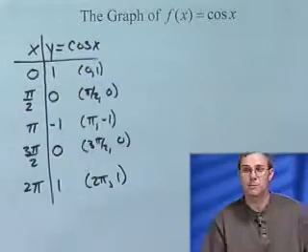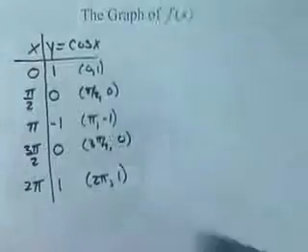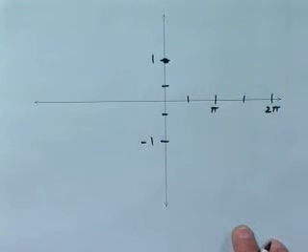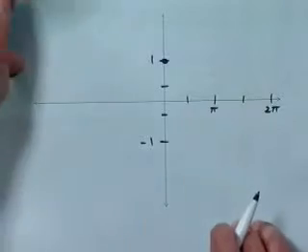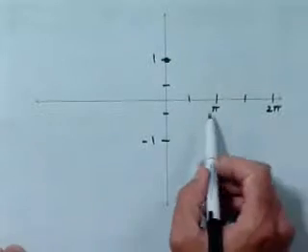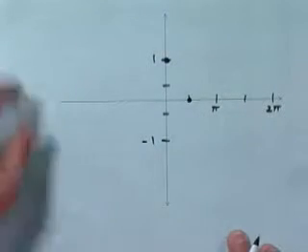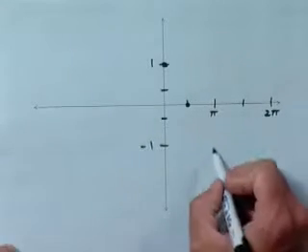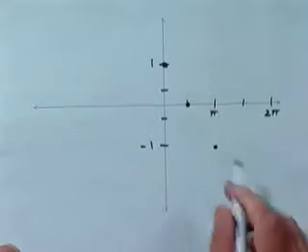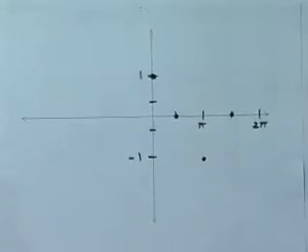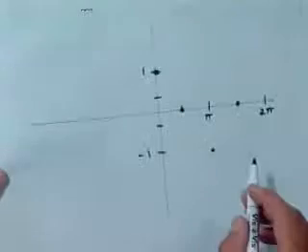All right, so let's plot these points and see what we get. 0, 1. There's the first point, right there. Next point was pi halves, 0. So pi halves, 0 is there. Next point was pi, -1. Pi, -1. Next point was 3 pi halves and 0. The last point was 2 pi, 1.